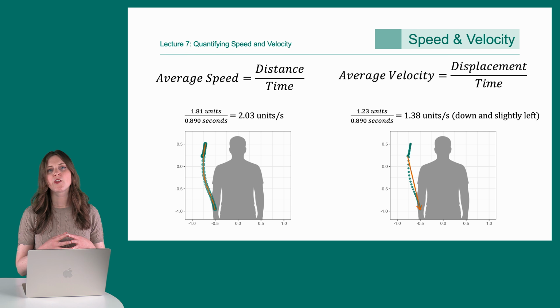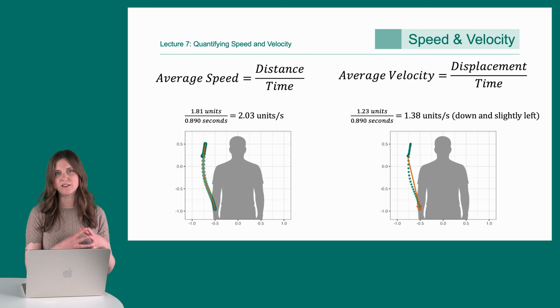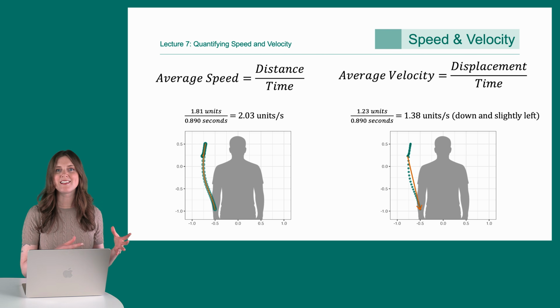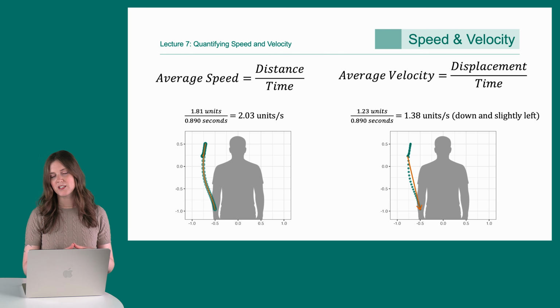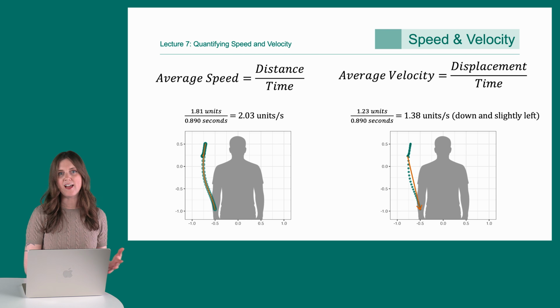If we wanted to, we could calculate the average speed or average velocity for this gesture stroke. This gesture stroke was 890 milliseconds long, or 0.89 seconds. Although the denominator is the same time for both formulas, the total distance traveled on the left was larger than the magnitude of the displacement on the right. So our numerators are different. This gives us an average speed of 2.03 units per second and an average velocity of 1.38 units per second. And again, we could describe the direction of the velocity as downward and slightly left.